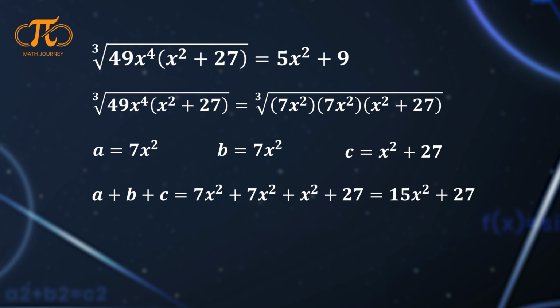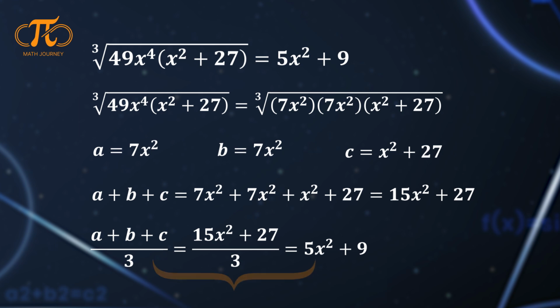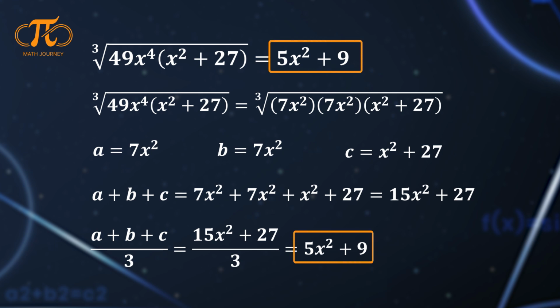Next, we divide this sum by 3 to calculate the arithmetic mean. 15 times x squared plus 27, divided by 3, which equals 5 times x squared plus 9. Notice something? This result, 5 times x squared plus 9, is exactly what we see on the right side of the equation.